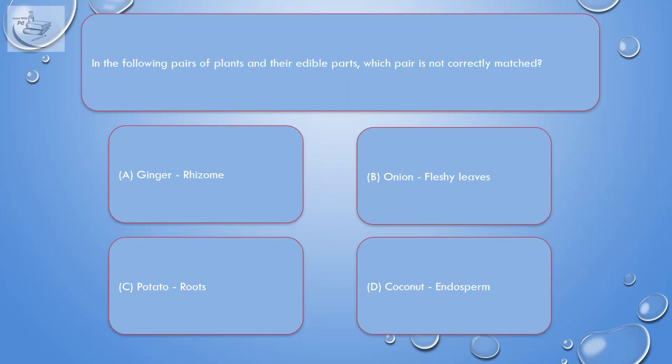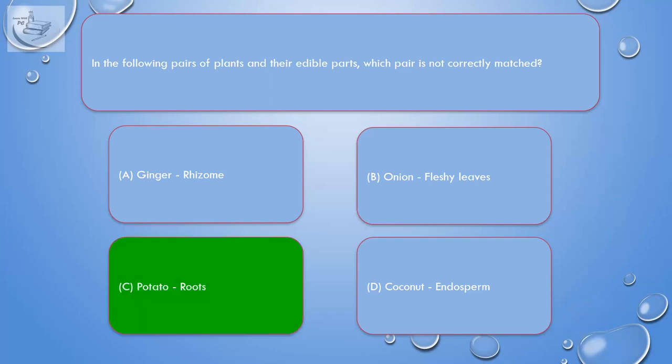Question: in the following pairs of plants and their edible parts, which pair is not correctly matched? A. Ginger. Rhizome. B. Onion. Fleshy leaves. C. Potato. Roots. D. Coconut. Endosperm. Correct answer is C. Potato.